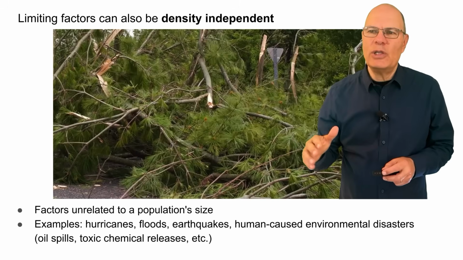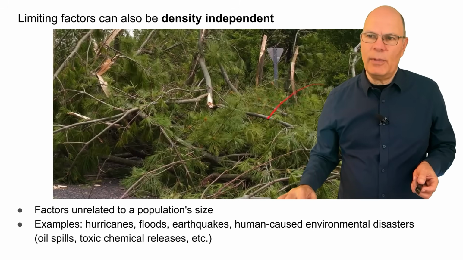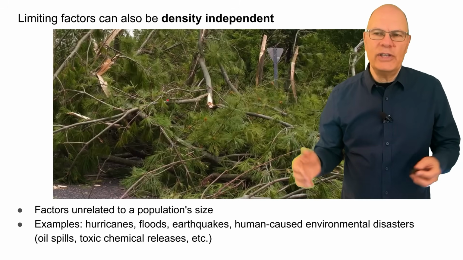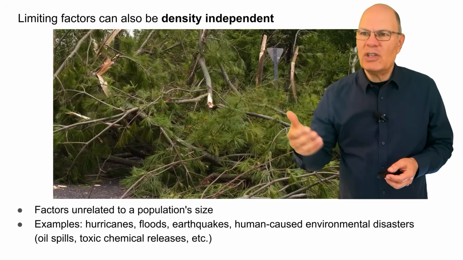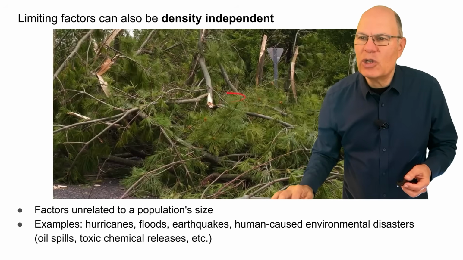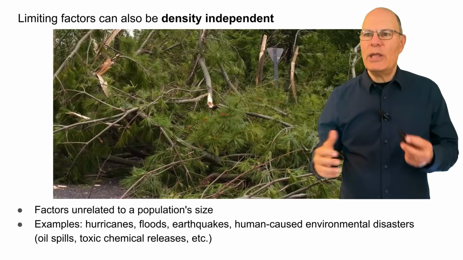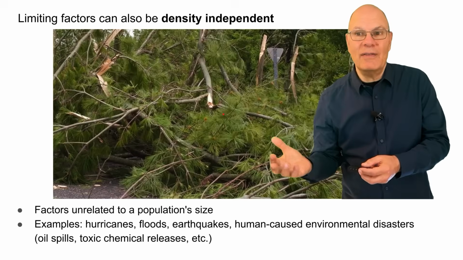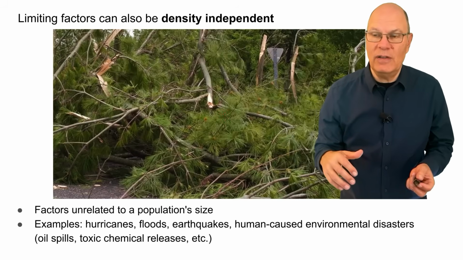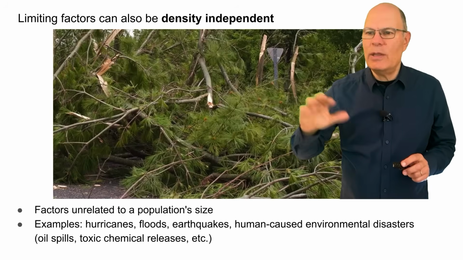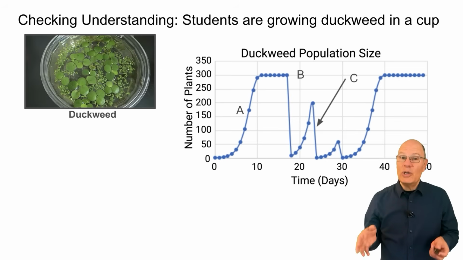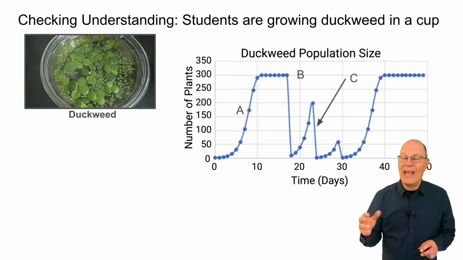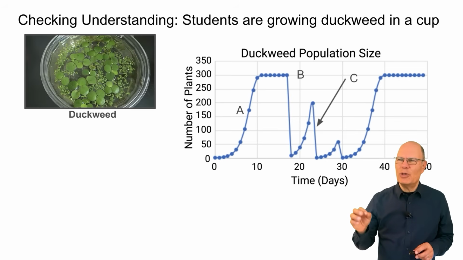All of those have nothing to do with the population. But for example, there was a population of birds that was living within these trees. Well, its population is going to be vastly reduced by the damage that's caused by this storm. But that had nothing to do with whether there were a lot of individuals or just a few individuals. It's outside the population's density. It's density independent.